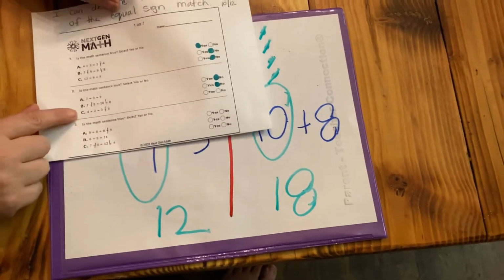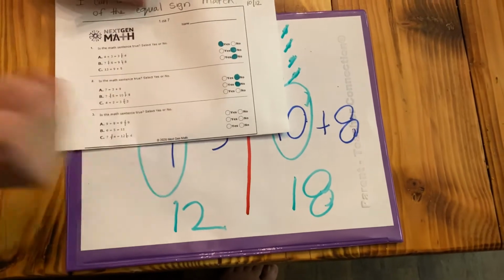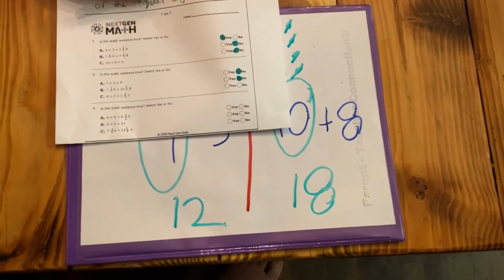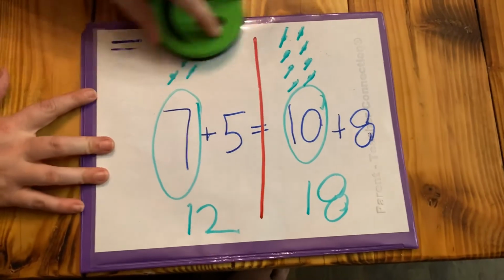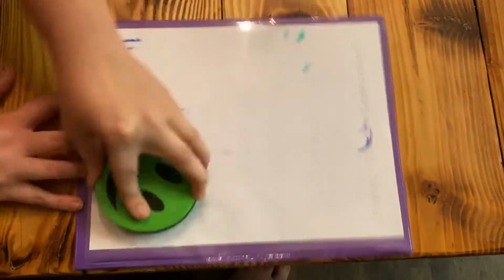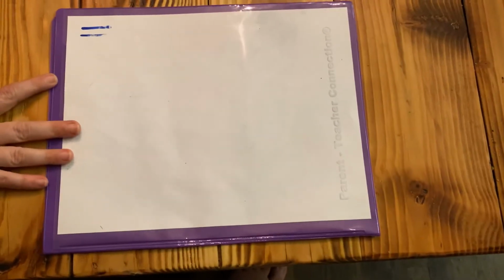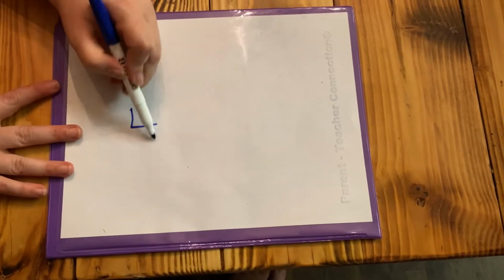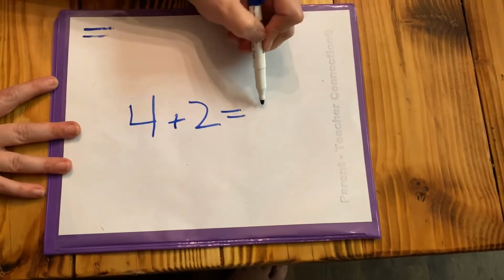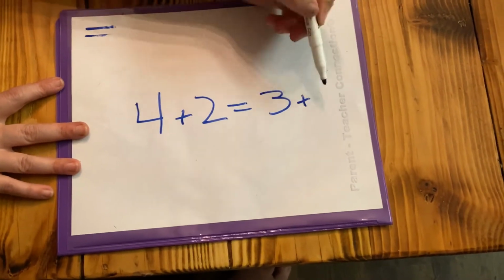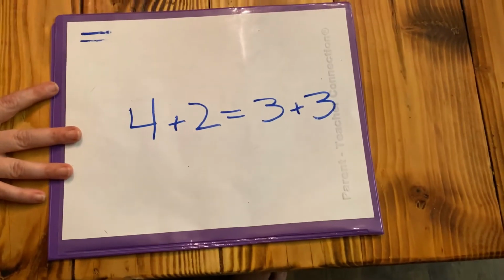Now, we still have to check the third one because they could all be wrong. We don't know that for sure. We always have to make sure we check everything. So we're going to erase our board and we're going to write our equation. 4 plus 2 equals 3 plus 3.